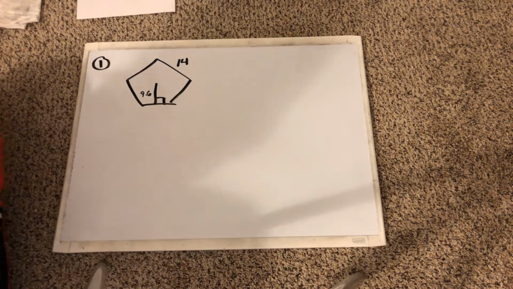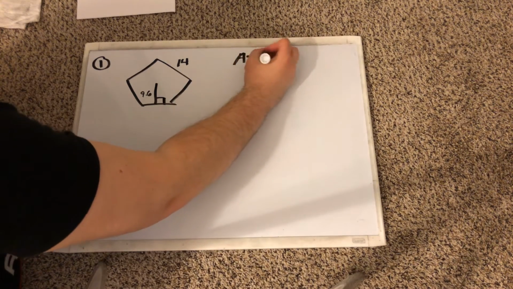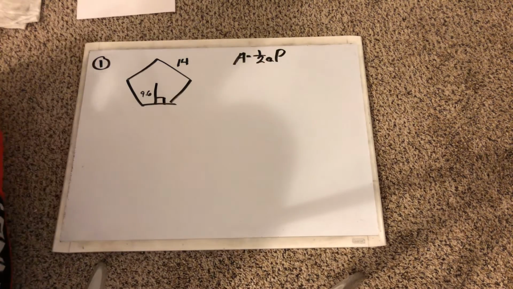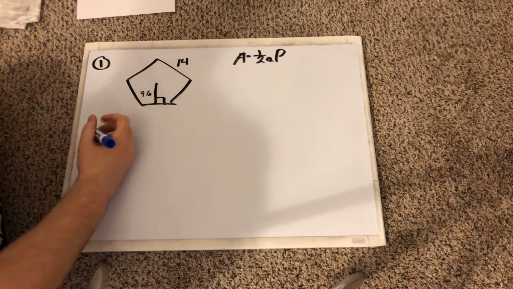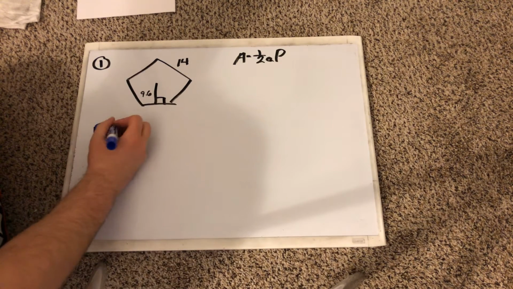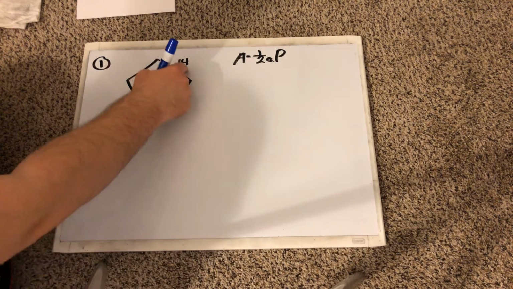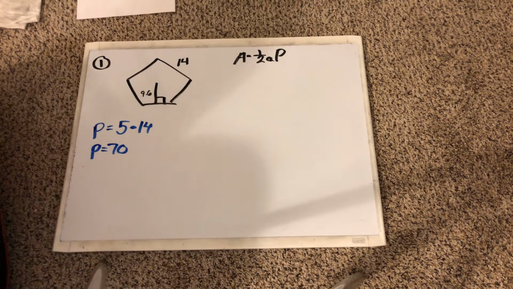So before we do anything else, we're actually going to have to figure out the perimeter. Because if we remember, our formula is A equals 1/2 times the apothem times the perimeter. So let's figure out the perimeter off to the side. I have 5 sides, and each side is 14 units long, so the perimeter is 70.